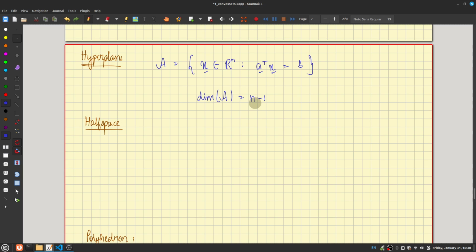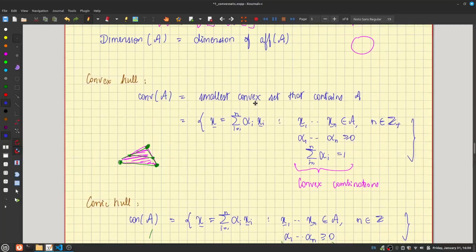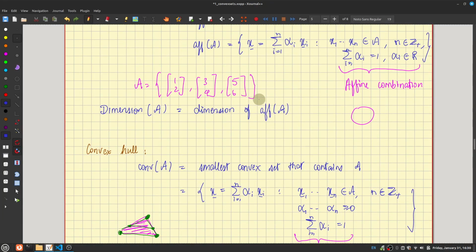I'm sorry? When B is 0, it's a subspace, and therefore that is a dimension. But recall that I defined the dimension of an arbitrary set, which is the dimension of the affine hull of A. Right? Okay. And how do you define the dimension of the affine hull? So you can view the affine hull, or any affine set, as the shift of a subspace.